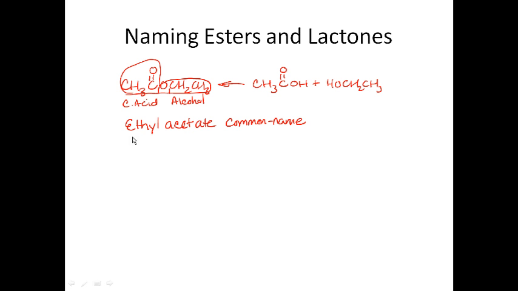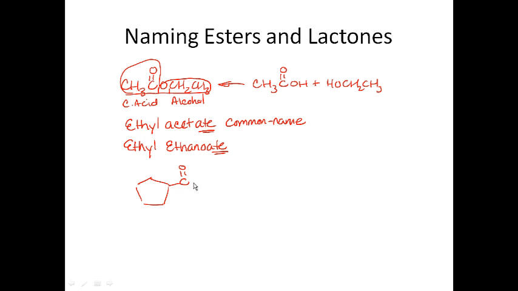In the IUPAC system, we still would write this as ethyl, but now we would write this as ethanoate. So I'm replacing the IC with an ATE suffix in both cases. And this would work for any of the acids. So for instance, if I had something like, there's something a little more complicated here.